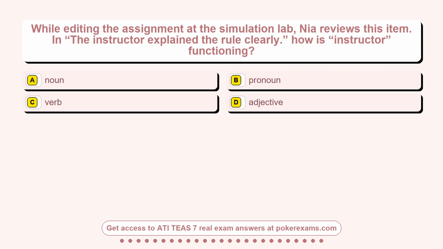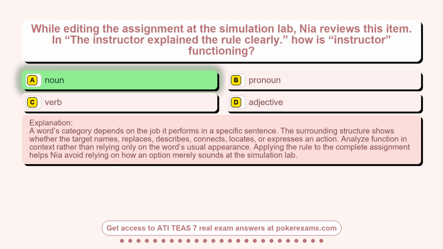Question 10. While editing the assignment at the simulation lab, Nia reviews this item. In "The instructor explained the rule clearly," how is "instructor" functioning? Option A: noun. Option B: pronoun. Option C: a verb. Option D: adjective. The correct answer is option A: noun.